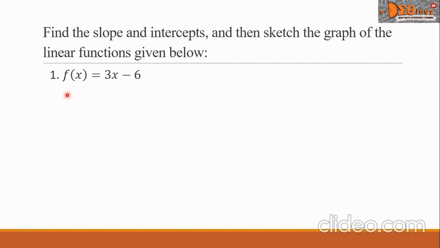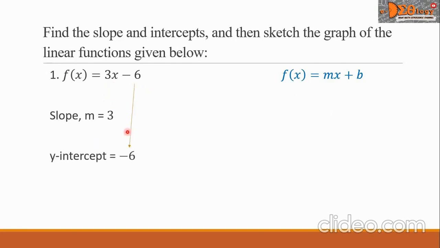Number 1, f of x equals 3x minus 6. So we write the general form of the linear functions here, f of x equals mx plus b. First, we can collect the slope, which is the coefficient of x, and that is 3. Followed by the y-intercept, which is negative 6. And if we write this as an ordered pair, it will be (0, negative 6).